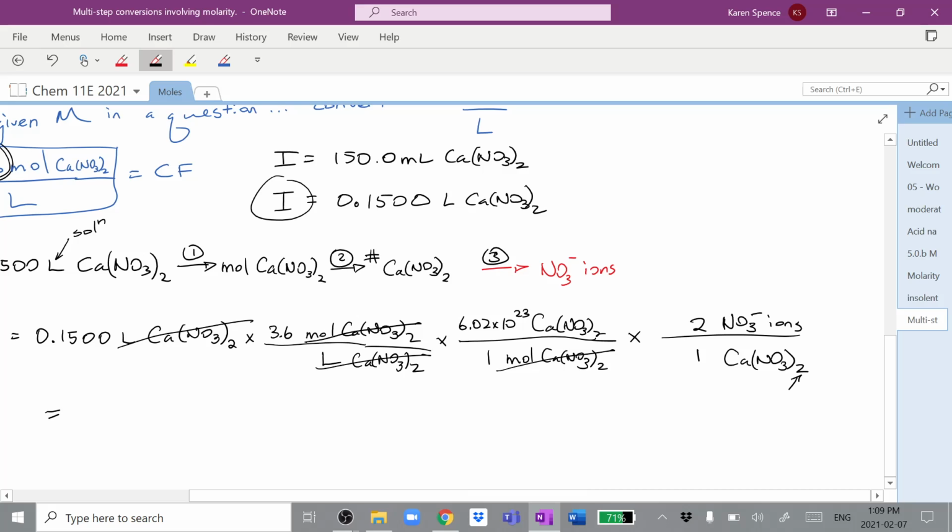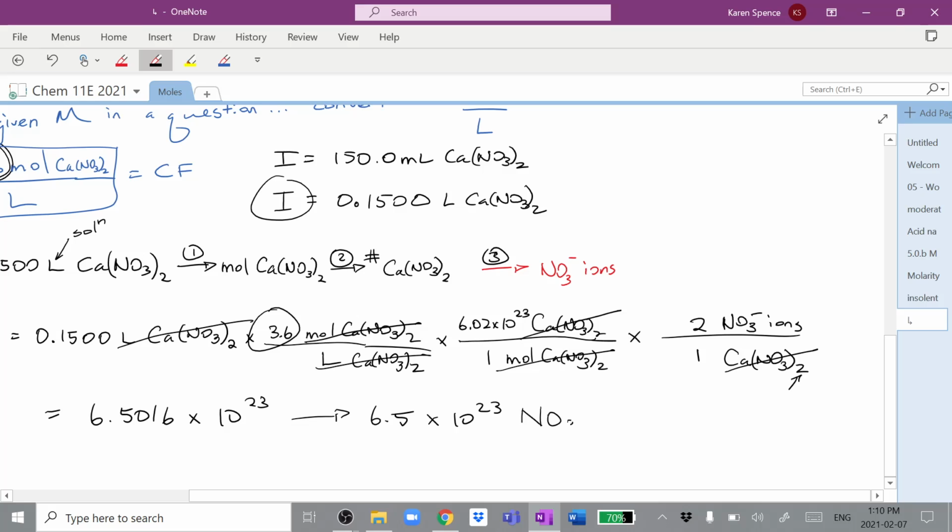Now we take our whole thing and plug it into a calculator, which I have not previously done, so bear with me here. 0.15 times 3.6 times 6.02 E23 times 2 equals 6.5016 times 10 to the 23. And for sig figs, just 2 sig figs there. That looks like my smallest one, so that needs to become 6.5 times 10 to the 23. And the only unit I have left, because calcium nitrate particles cancel out, is nitrate, NO3 minus, ions. Alrighty? And that was a big long question.